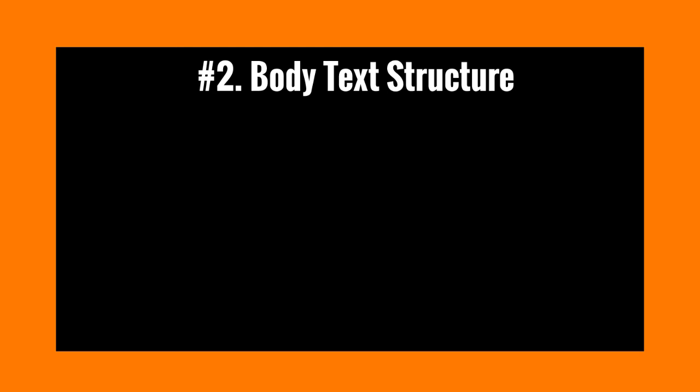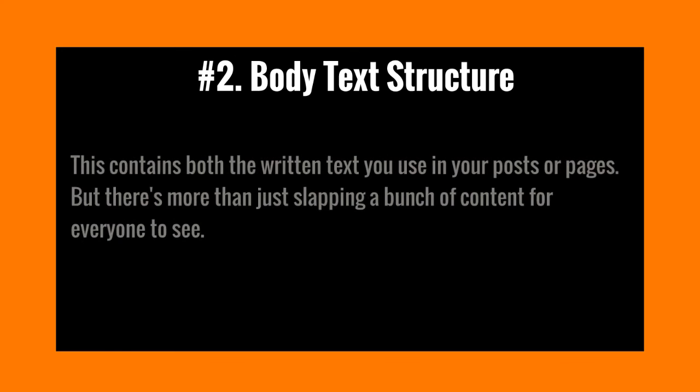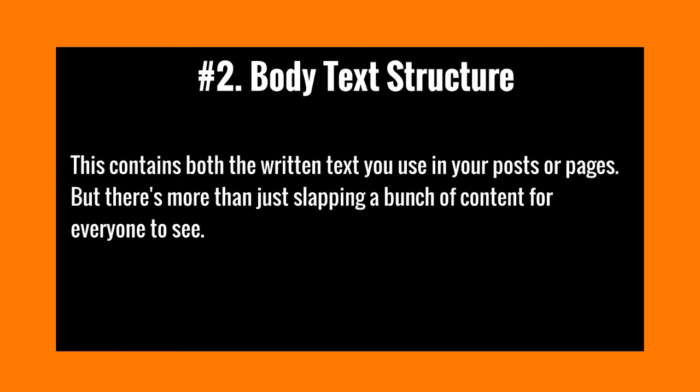Number two, we have the body text structure, which contains basically everything on your post or your page in terms of content. So this contains both written text that you use in your posts and pages, and there's more than just slapping a bunch of content for everyone to see. So there's a lot that goes into this. So I'm going to break things down so you have a better idea of what you should include in your body text structure.